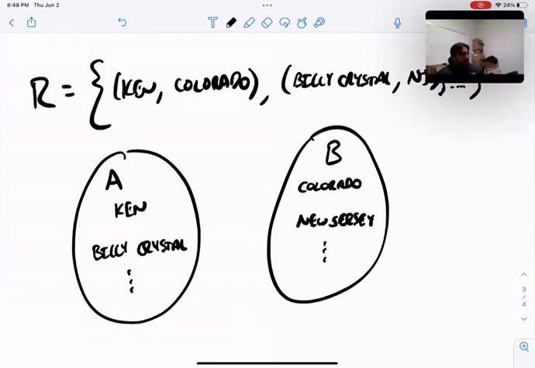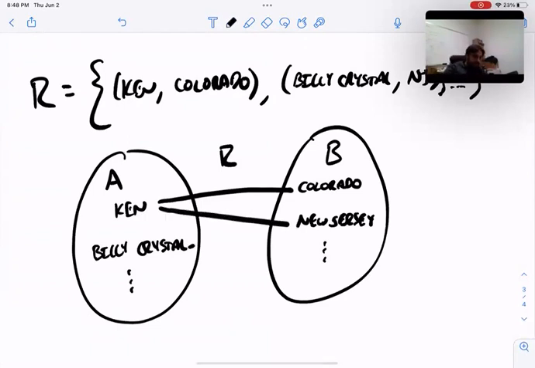And then the relation you could draw by drawing lines to connect elements of these sets, right? So I have visited Colorado, so I would draw a line there, right? I have also visited New Jersey, so I would draw a line there, right? Billy Crystal has visited New Jersey, so I would draw a line there. I actually don't know if Billy Crystal's ever been to Colorado or not. I have no idea. So I won't draw the line there, but maybe there could be, depending on whether or not Billy Crystal has ever been to Colorado.